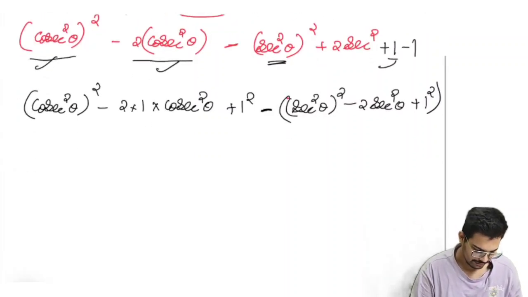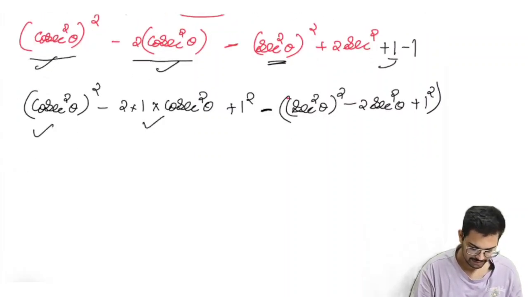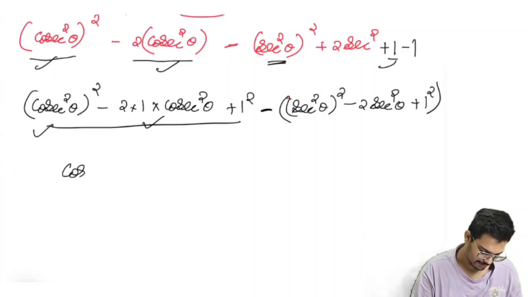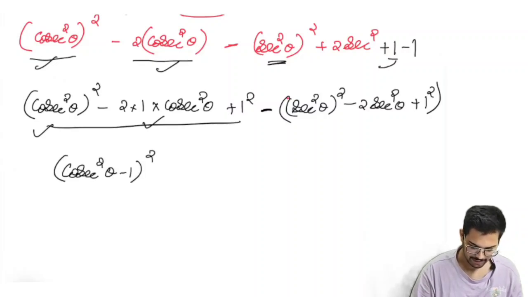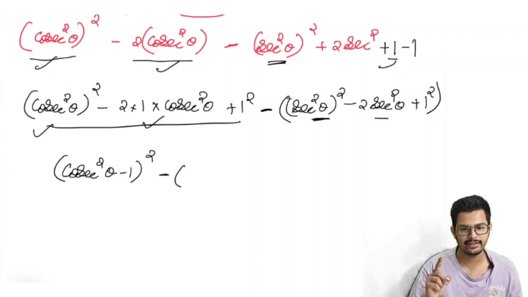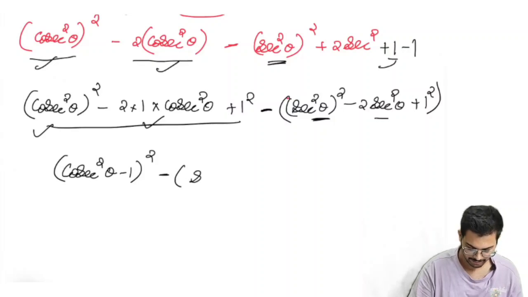So you can conclude that it is of the form a square minus 2ab plus b square, that is, a minus b the whole square. Cosec square theta minus 1 the whole square, minus of cosec square theta the whole square minus 2 into cosec square theta plus 1. That is cosec square theta minus 1 the whole square.